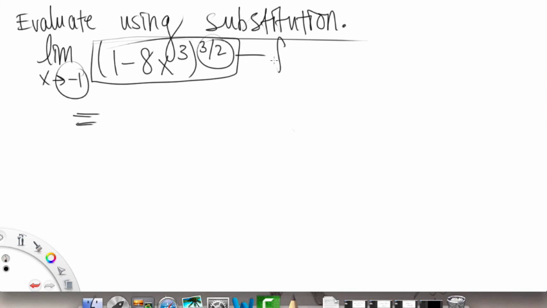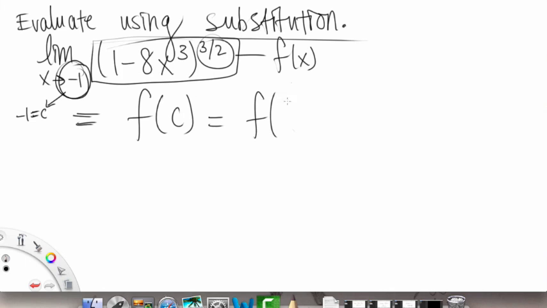So this is like our f of x, okay, and this value here is like our c. That's like our value that x is approaching, right? So all we have to do is plug that into the function, so f of c. So what we need to do is get f of -1, okay? So we're just going to plug that in.